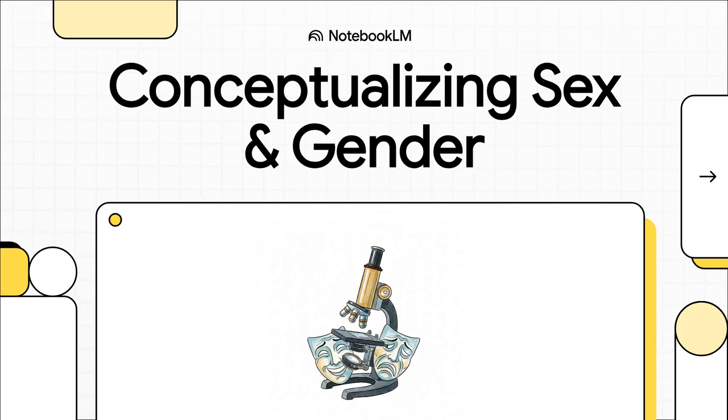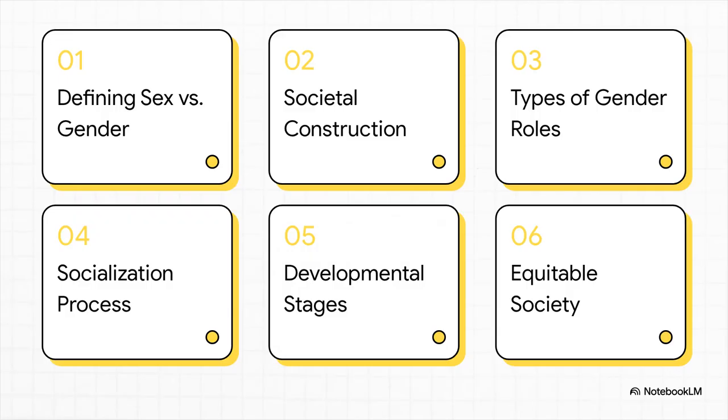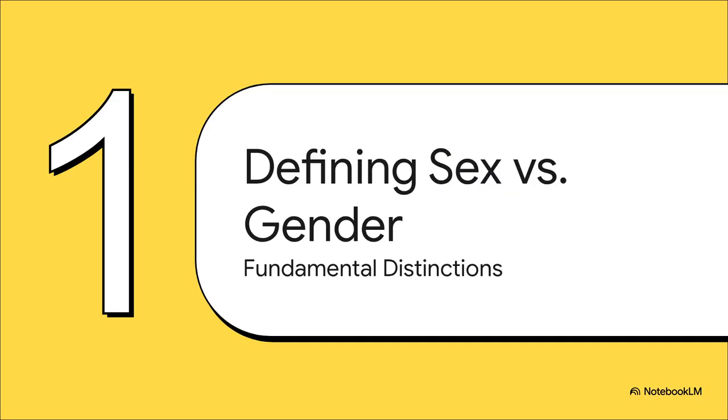Let's get started. So, here's our roadmap for today. We're going to take a peeling the onion approach. We'll hit 1, defining sex versus gender, then 2, the societal construction, 3, types of gender roles, 4, the socialization process, 5, Kohlberg's developmental stages, and wrap up with 6, building an equitable society. All right, kicking things off with Section 1, defining sex versus gender.